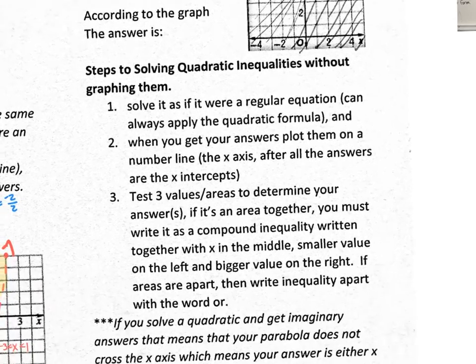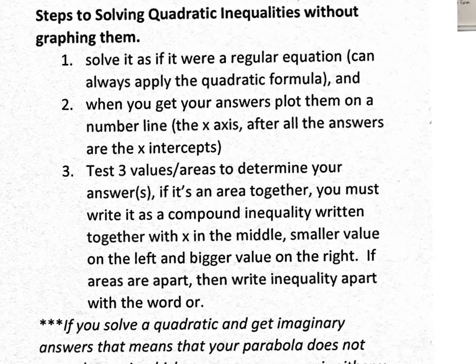Okay, because we're cramped for time, we're going to deviate away from the algebraic way of solving. We're still going to use algebra, but I want you to think about sketching the graph so you can understand where your answers are. Step 1, solve it as if it were a regular equation. You could always factor, split, and solve, or use the quadratic formula to get your answers. Then step 2, when you get your answers, plot them on the number line, the x-axis. After all, the answers are x-intercepts. So you're going to plot them on the x-axis, and this is where I want you to sketch your graph.